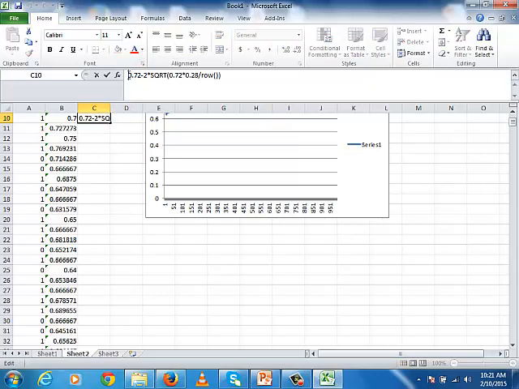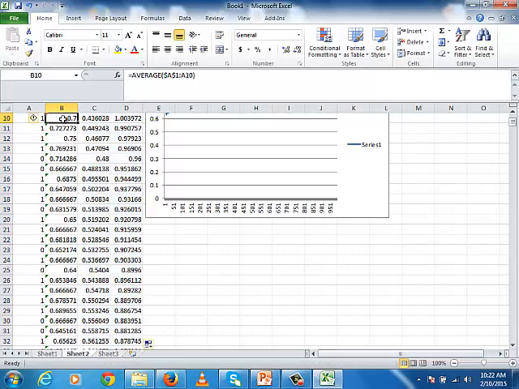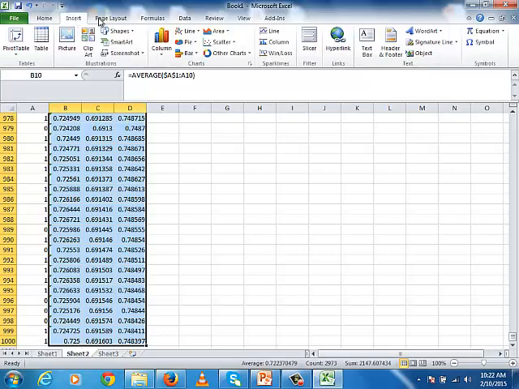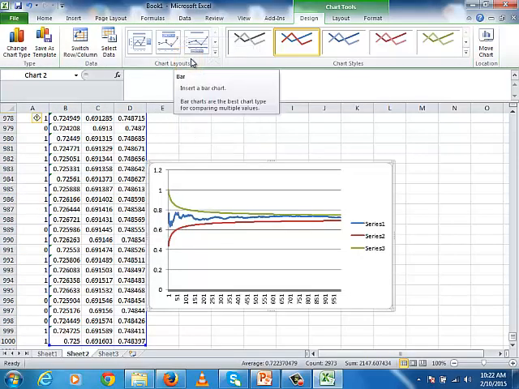Okay, now I want to copy this over. Now instead of minus, I'm going to put plus here. So this is the band. Okay, so this is the picture.